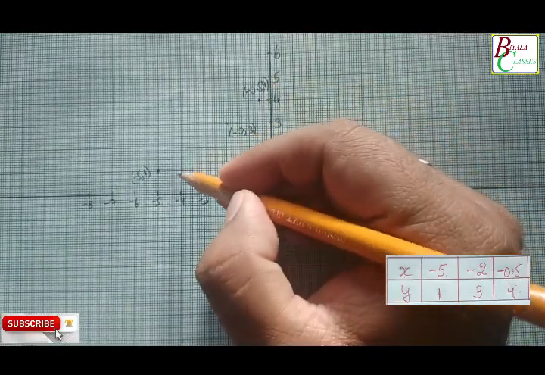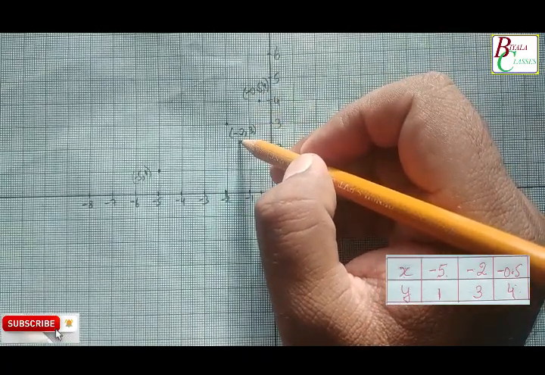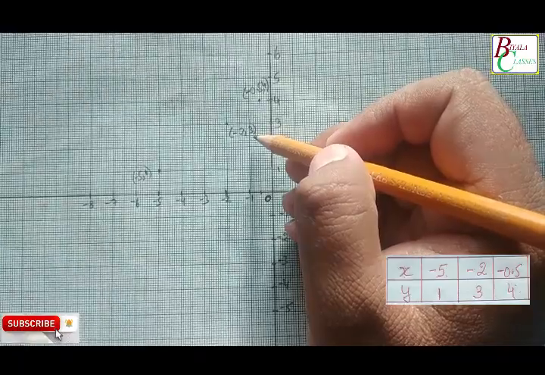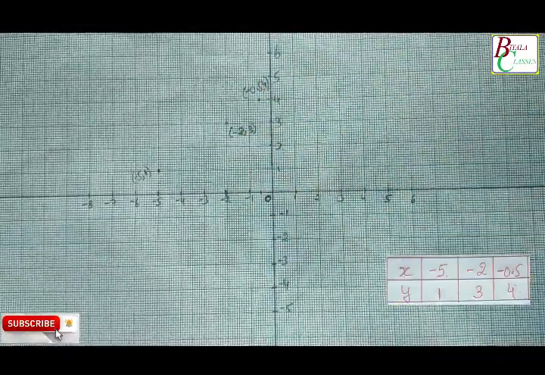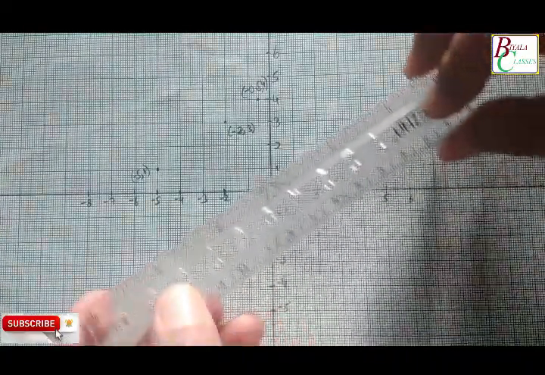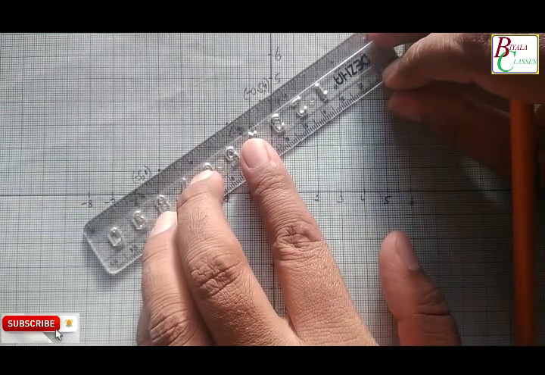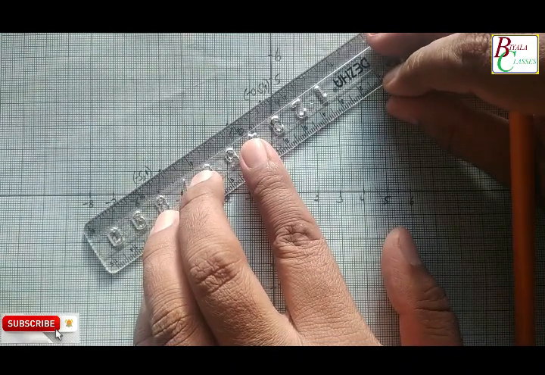Naming the coordinates, be careful. What we have to do, we have to write the x coordinate, the x value first, and then the y value. So after writing down these points, or after plotting these points, we will draw a straight line now passing through these 3 points.